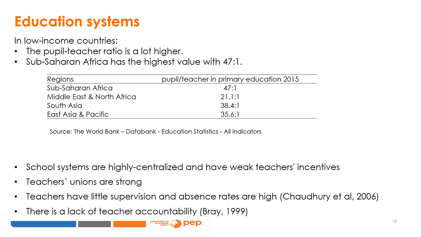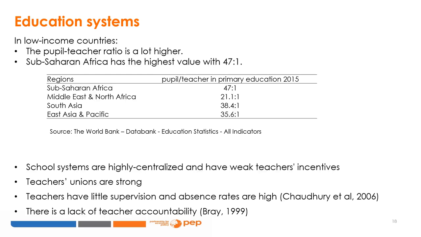Another clear difference between rich and poor countries is the pupil-teacher ratio, which is a lot higher in low-income countries, and again, sub-Saharan Africa has the highest value of 47 to 1 in primary schools in 2015. This table shows the pupil-teacher ratio in primary schools for different regions.